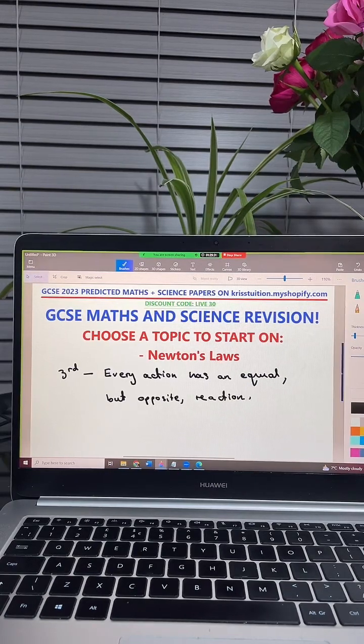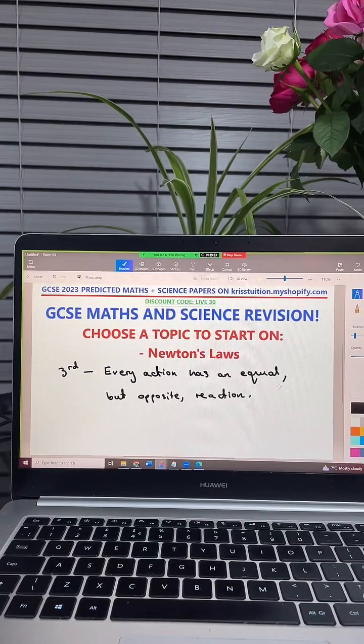Equal in size in the opposite direction. A good example of that is thinking about a box sitting on the ground, right? If I've got this box sitting on the ground, yes, there's a force acting downwards, and that's the weight, right? But there's also an opposite force acting upwards, and that's the reaction force, okay, which keeps this object stationary.